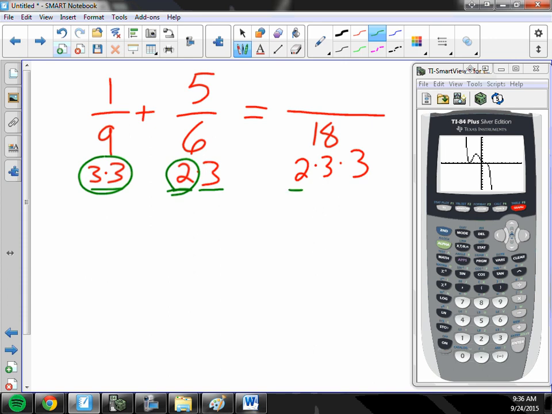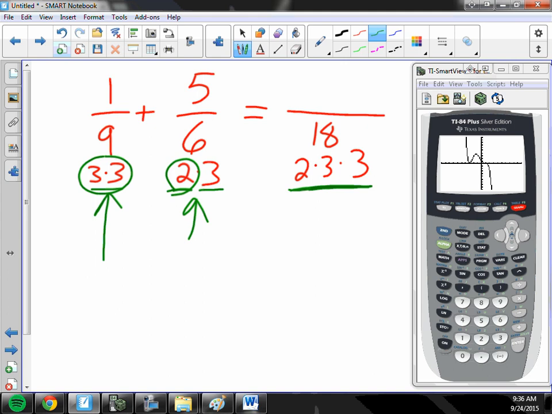And I look at this. Do you see everything here in the common denominator? Yes. Do you see everything here in the common denominator? Yes. And that's how you tell. You look at the factors, and the common denominator needs to have enough information to cover all of the previous denominators.